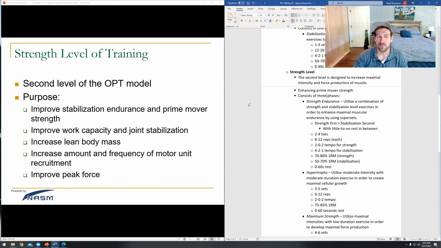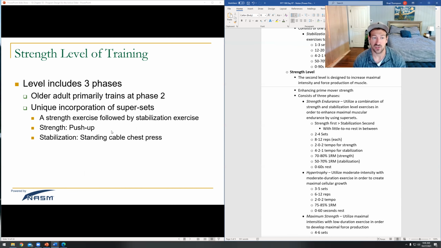So strength level. Strength level, second level of the OPT model, right? So that means exercise selection wise, we're picking strength exercises throughout this whole thing. Then the idea here is that we are focused on building on the foundation we already built, right? We are improving our prime mover strength and a little bit more endurance here. So stabilization endurance, we're going to talk about that in the strength endurance phase. Peak work capacity, joint stabilization, lean body mass, if we're talking about hypertrophy, and then peak force output and motor unit recruitment when we're talking about strength.